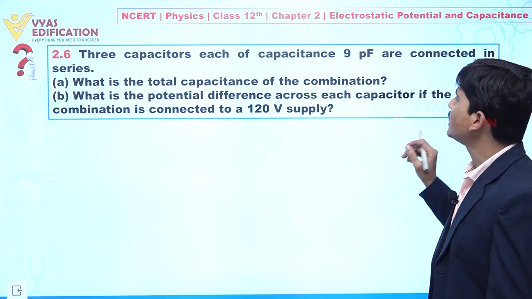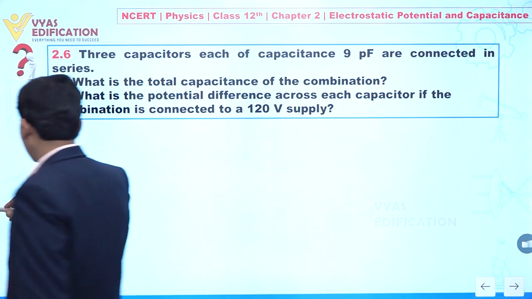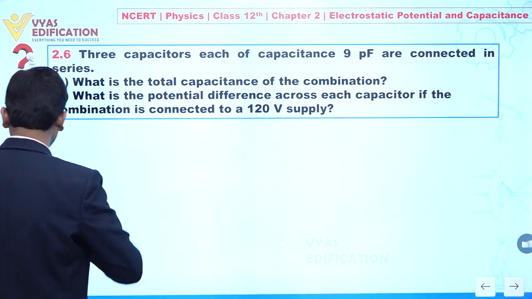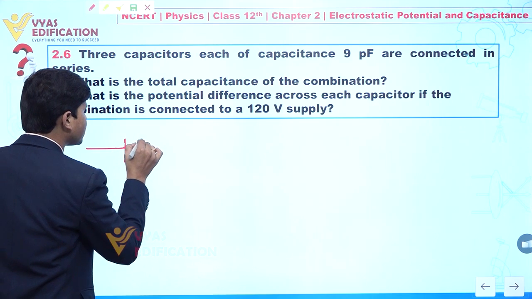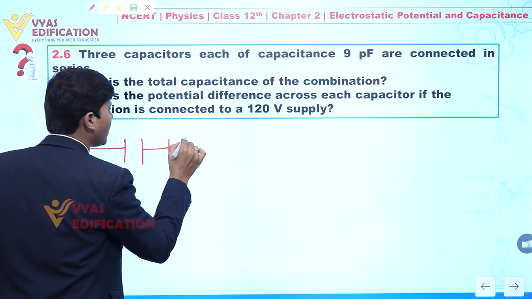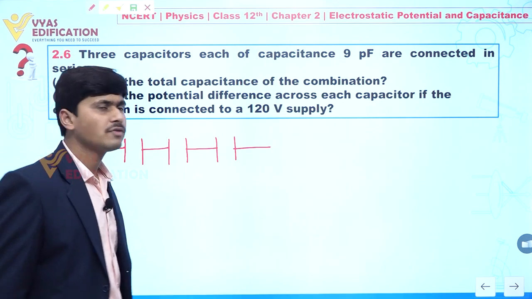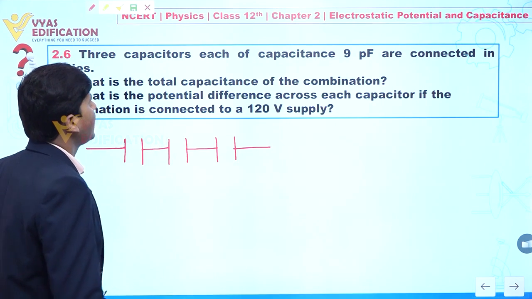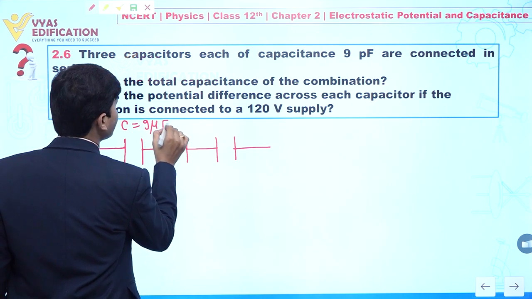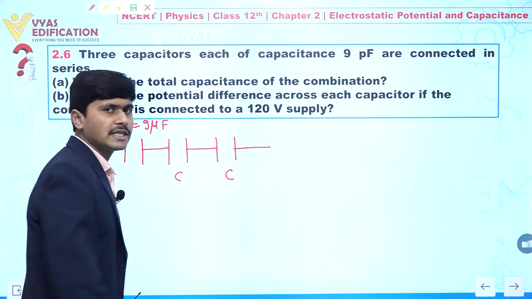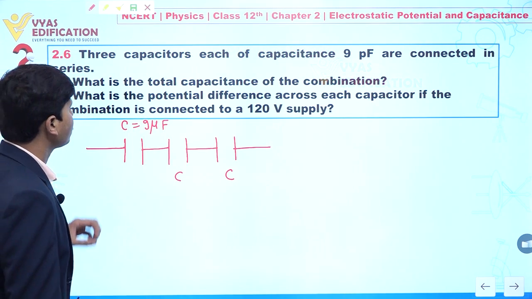Now we are going to discuss this question. Three capacitors, each of the same capacitance, are connected in series. Concentrate on the screen. Suppose here we have a capacitor, another capacitor, and another capacitor, a total of 3 capacitors, each having a capacitance of 9 microfarad. What is the total capacitance of the combination?